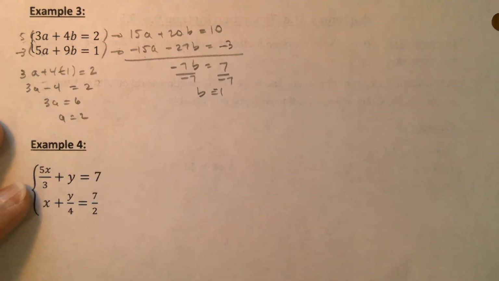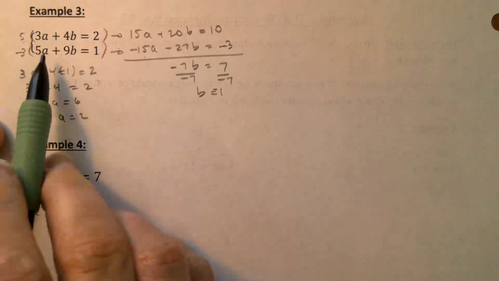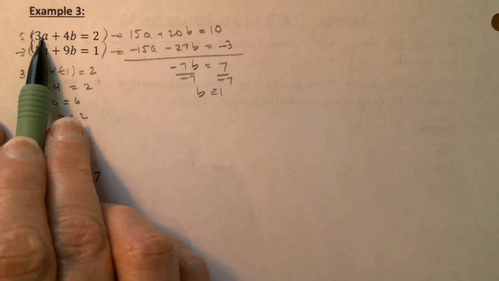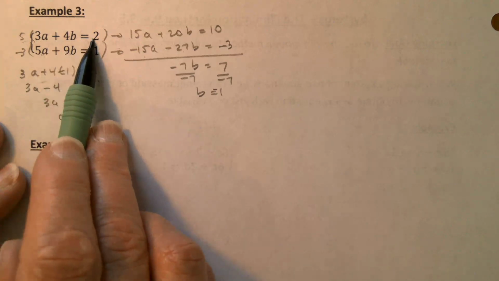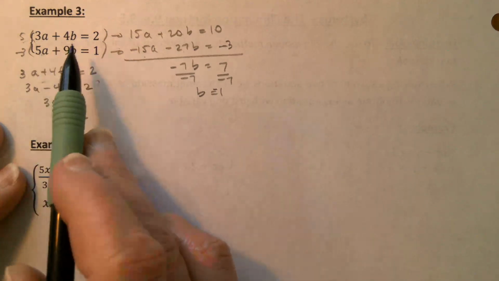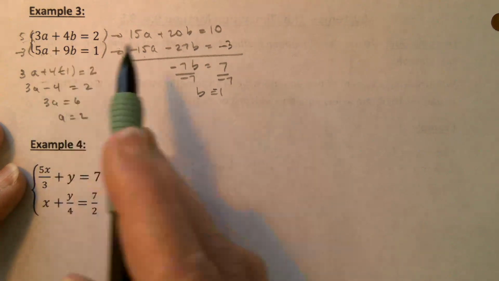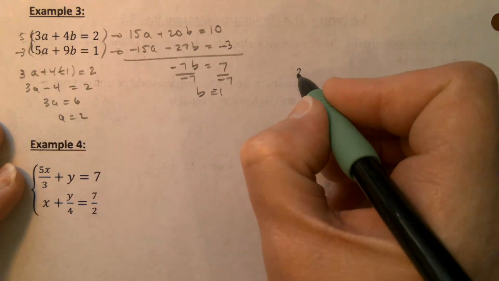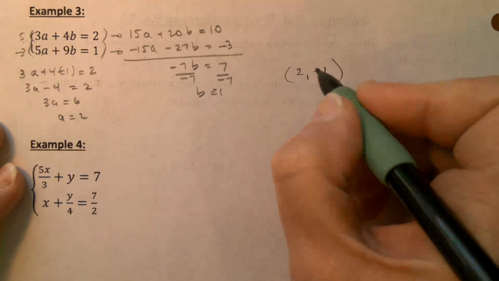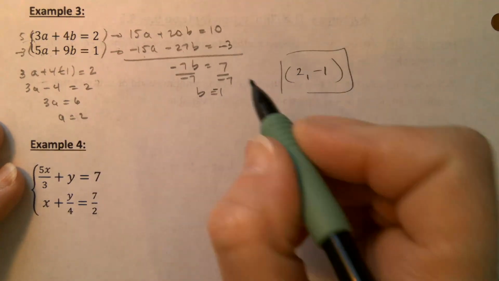That looks friendlier. So let's double check. So I would have 3 times 2, which is 6. 6 minus 4 is 2, so that one works. And 10 minus 9 is 1, so that one works. So my solution then is 2, -1. Okay, make sure you get that negative there.